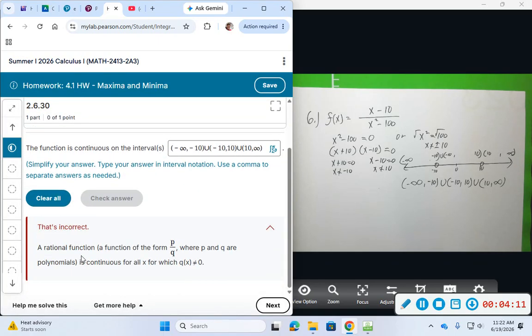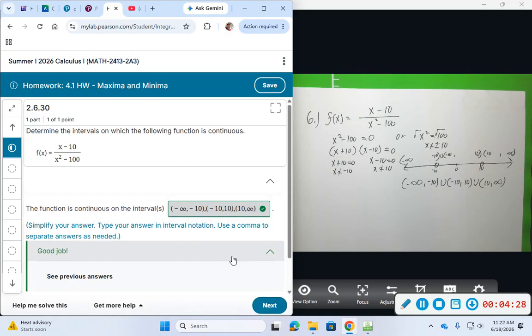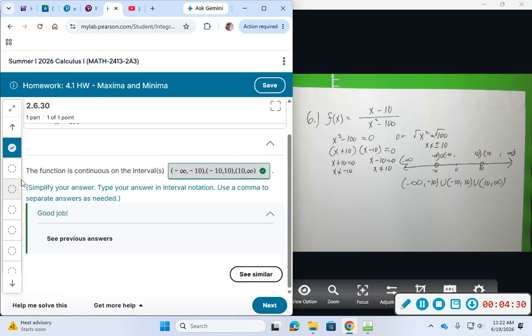Okay, so it says that is incorrect. Let me see, determine the following. Use a comma to separate answers. So maybe they don't want the union, we'll just separate them with a comma. Okay, so sometimes they want the union, but just be sure to read what they want. They just wanted the comma this time.